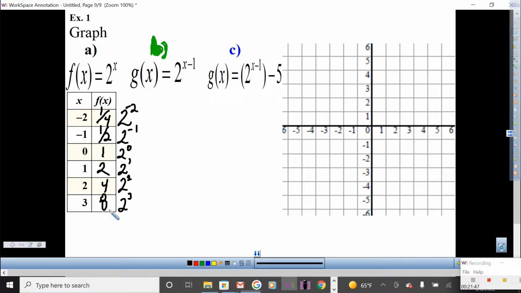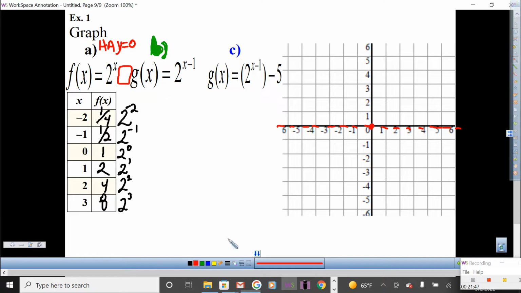All right, so here we go. I'm going to graph this parent function. First, we need to check and see if it has an HA, a horizontal asymptote. Look at it. Does it have a number at the end being added or subtracted? No, that means our y equals 0. So our horizontal asymptote is going to go through 0 on the y. There it is.